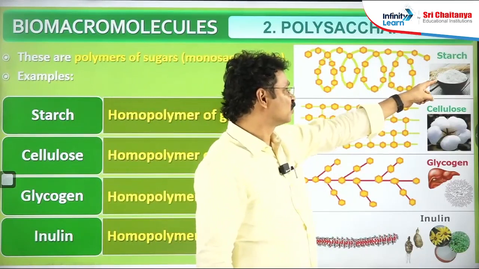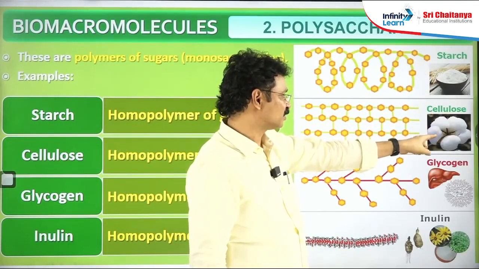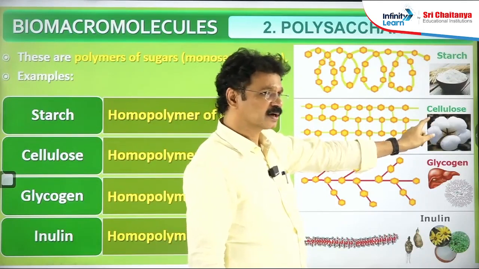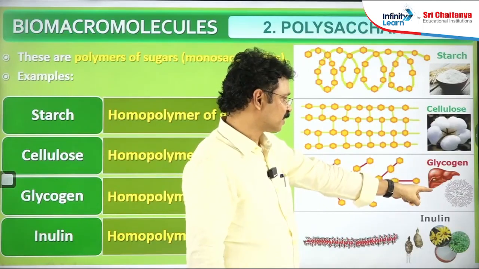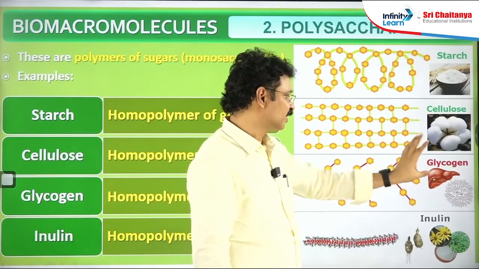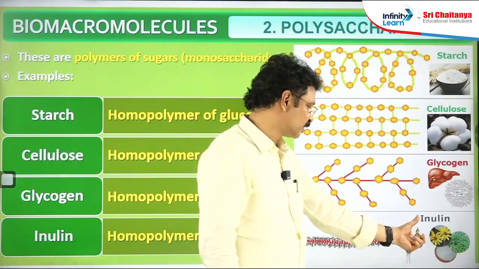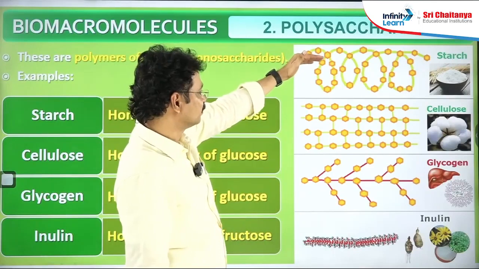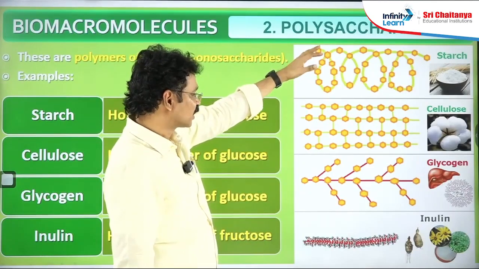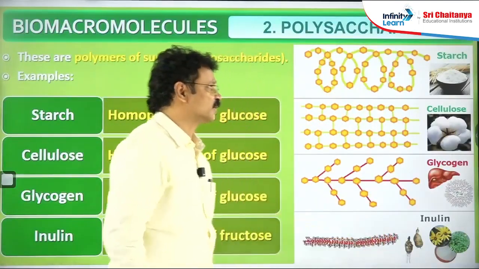Rice flour and wheat flour are good examples of starch. Cotton, paper, and cloth materials are examples of cellulose. Glycogen is the form of reserve food material in the animal body. Inulin is also a kind of reserve food material in some tubers. What is the major variation in the chemical arrangement of sugar molecules in these four types of polysaccharide?